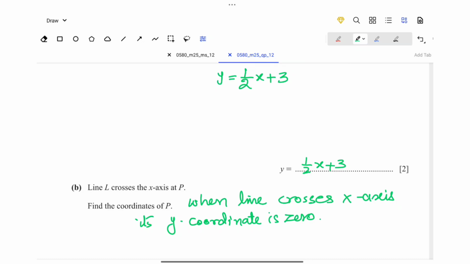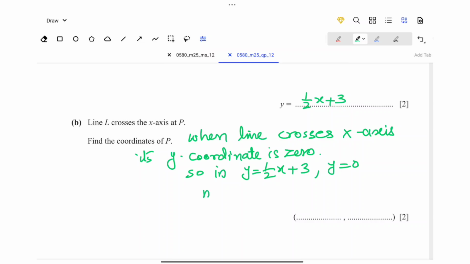So in y is equal to 1 by 2 x plus 3, y is equal to 0, means 0 is equal to 1 by 2 x plus 3. Send 3 to the other side, so 1 by 2 x is equal to minus 3, and 2, send 2 to the other side, it will make it minus 6. To divide here, we'll multiply there, so x is minus 6 and y is 0.